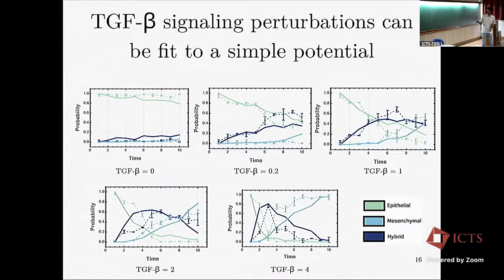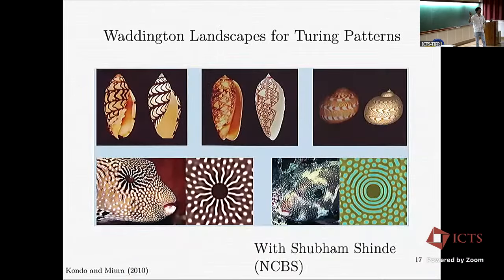Oh, this is the data and the model is in solid lines. Sorry, I should have put that somewhere. There are 3 fixed points: epithelial, mesenchymal, and hybrid type. Yeah, so I just want to do this quickly so I can move on to the next part.